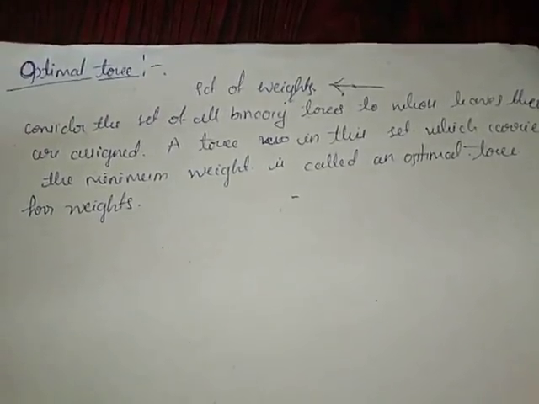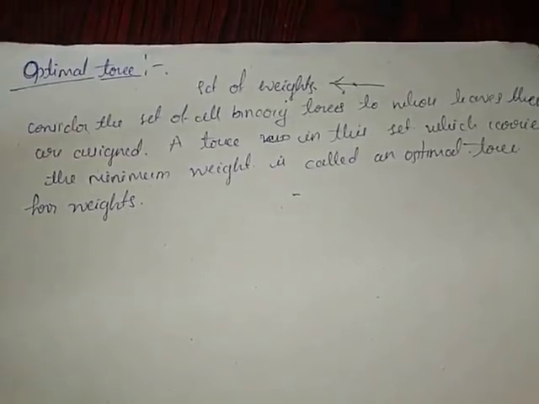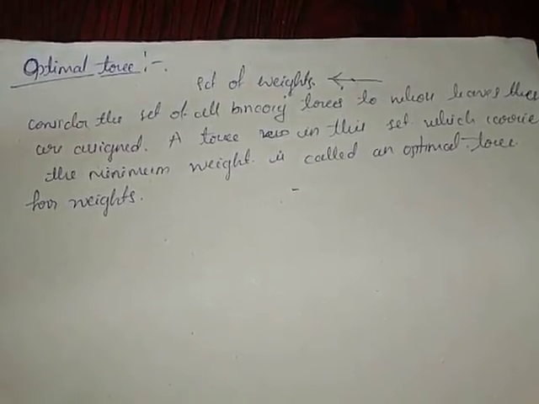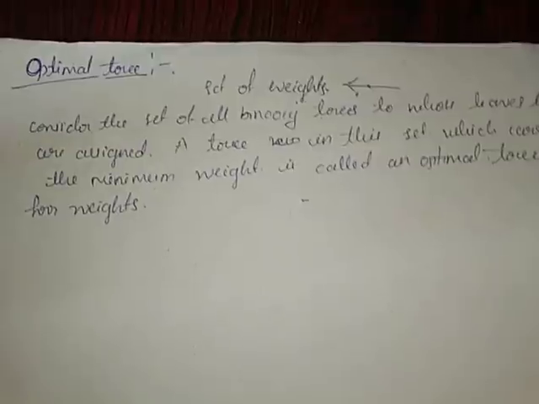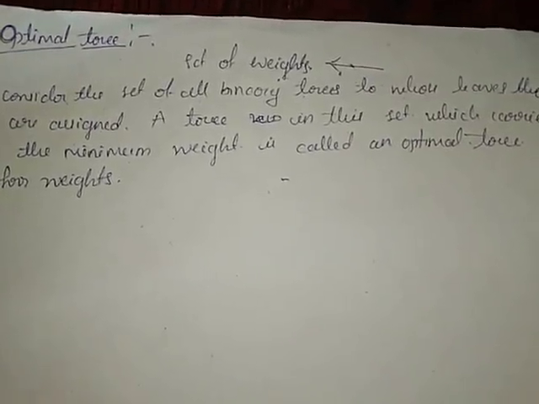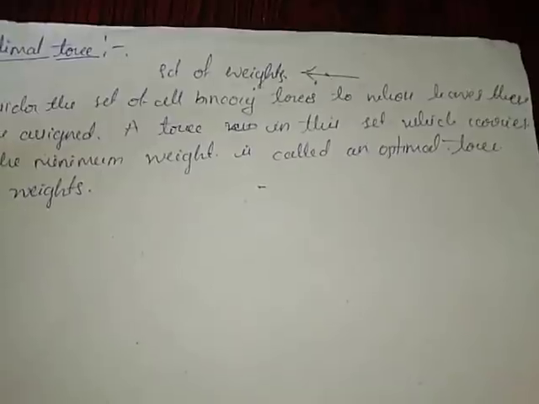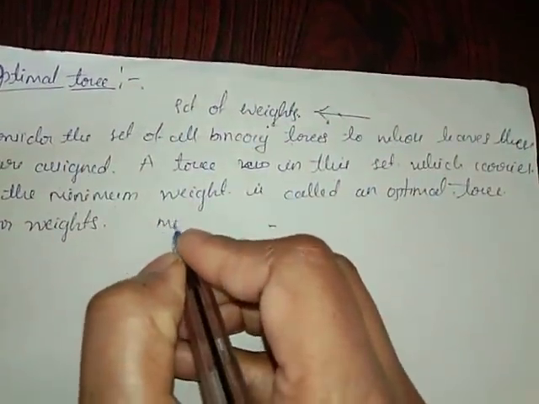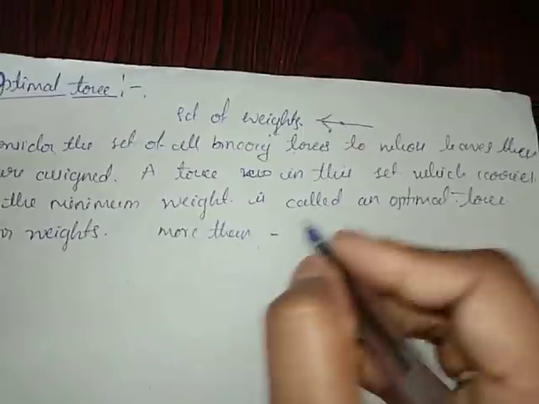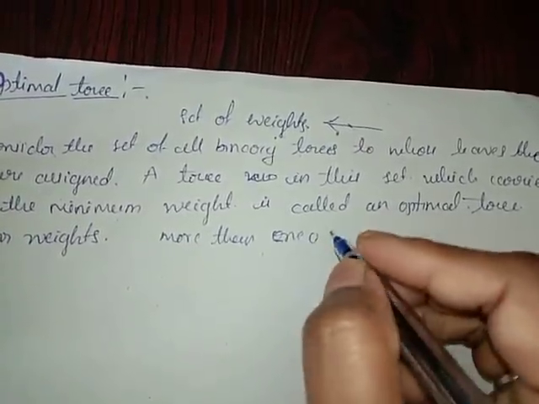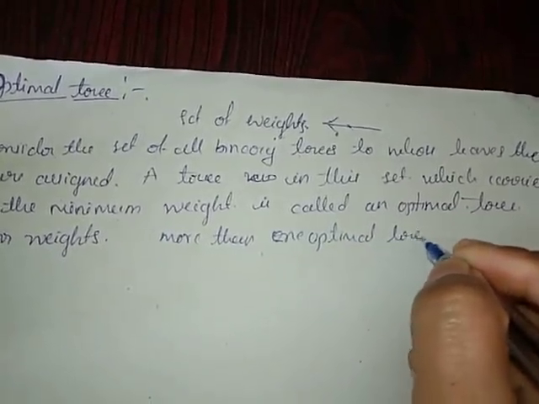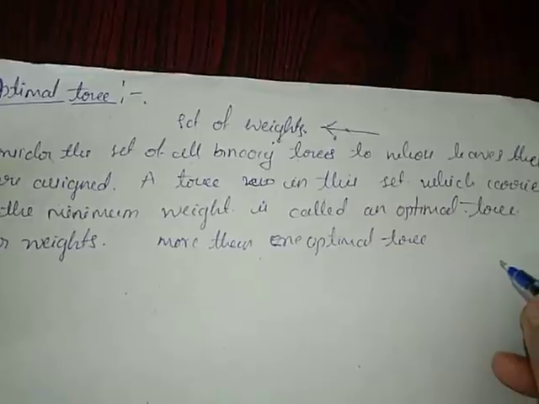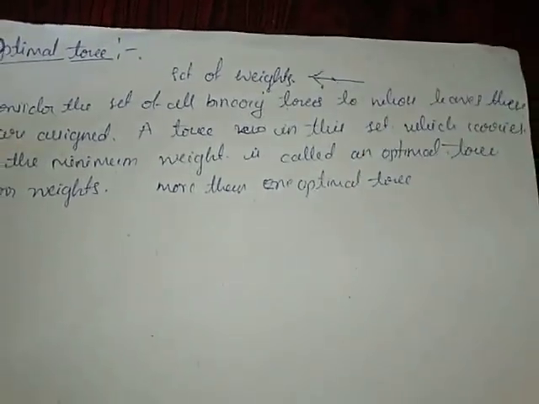Now for the given set of weights, there can be more than one optimal tree, meaning more than one tree with the minimum weight. So for the given set of weights, more than one optimal tree may be present.